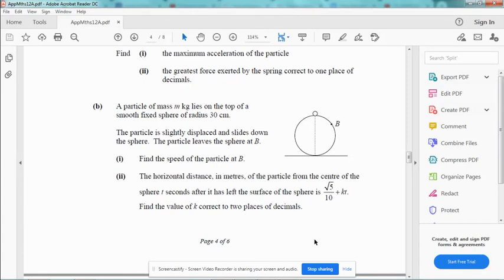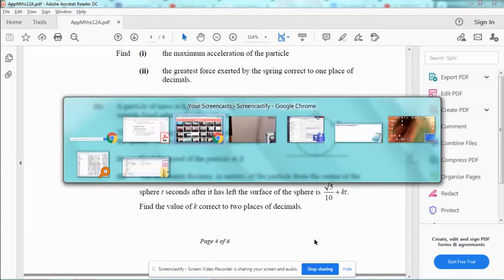There's a further question to find the horizontal distance that the ball makes after a certain time, and then to find out what a constant k is. So the first part is to find out about where B is, and we should draw the diagram for that.